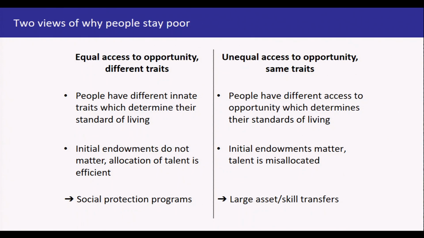One view is that people fundamentally are different. And everybody has the same opportunities, but people are born with different skills, different innate traits that lead them to different standards of living. In this type of view, initial endowments do not matter. The allocation of talent is efficient. And the only thing you can do to not make people poor is to subsidize their income, to complement their income by social protection.